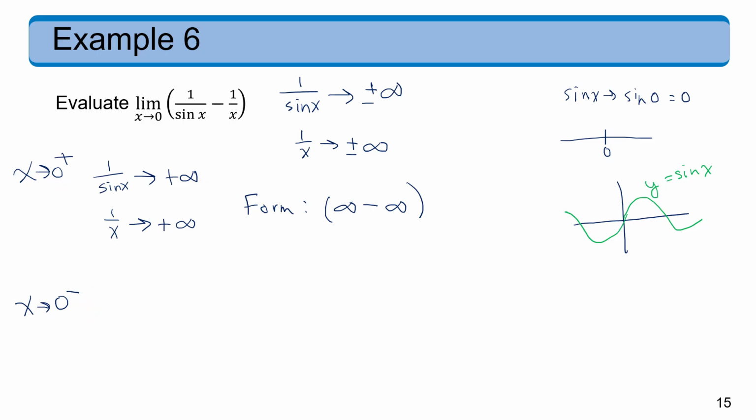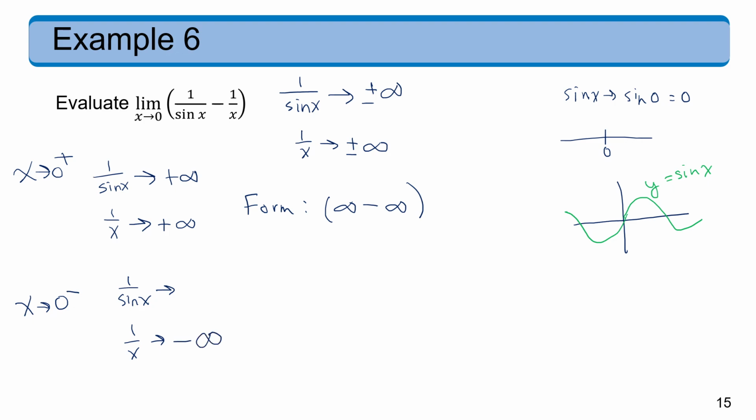Okay, so same thing, we need to figure out what 1 over sine x is doing and what 1 over x is doing. Let's start with 1 over x. So as x approaches 0 from the left, that means x is taking on negative values. So 1 over x would be negative, which means our choices are plus or minus infinity. Since they're negative values, it has to be negative infinity.